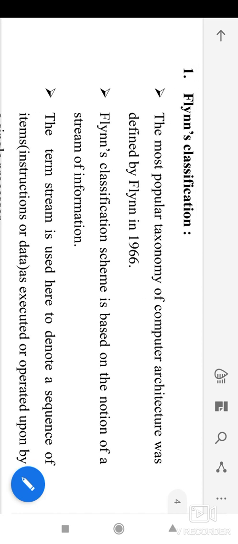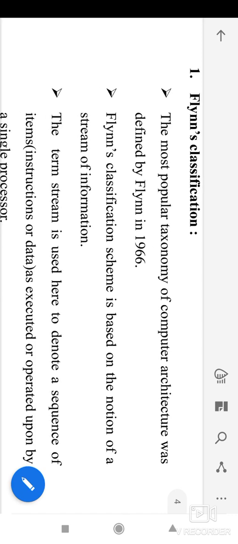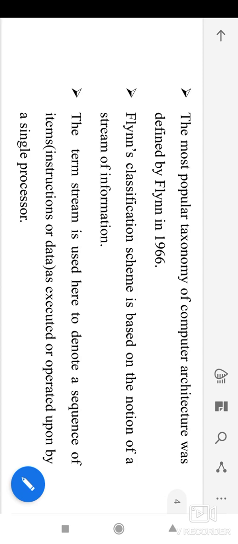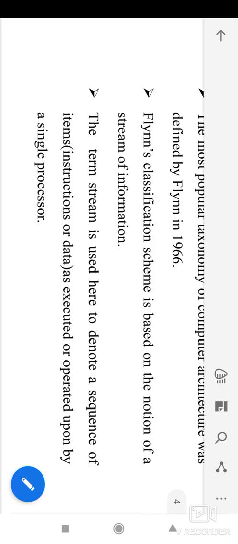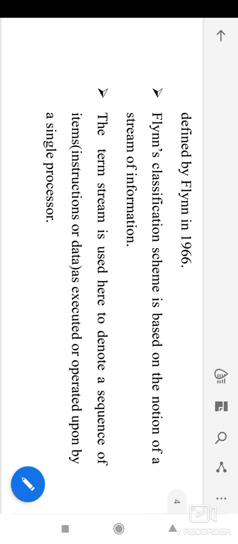Flynn's classification is the most popular classification of computer architecture, and it was defined by Michael J. Flynn in the year 1966. As I told earlier, this scheme is based on the notion of a stream of information. The stream of information includes both instructions and data. What do we mean by stream? It denotes a sequence of items, instructions or data, that is executed or operated upon by a single processor.